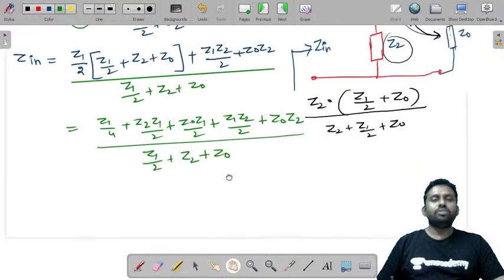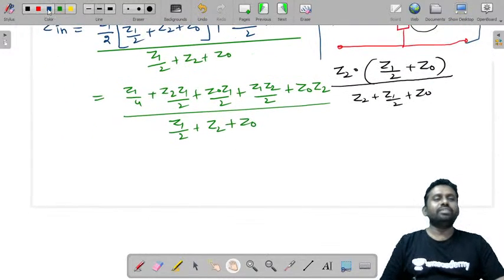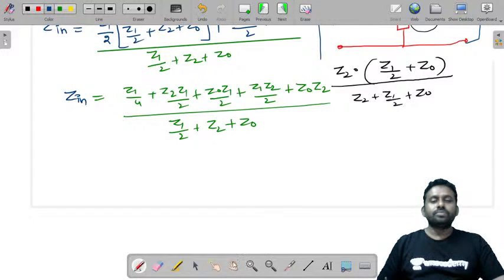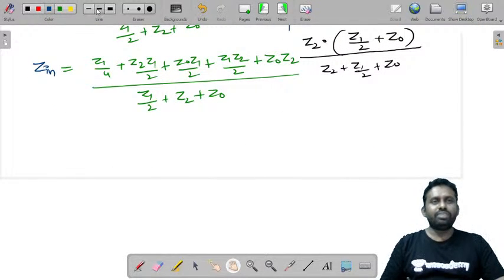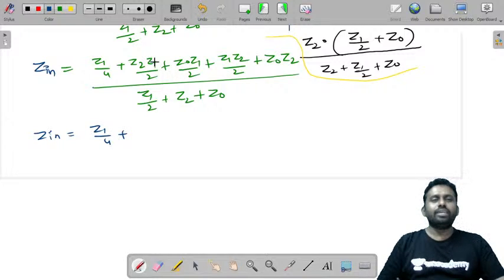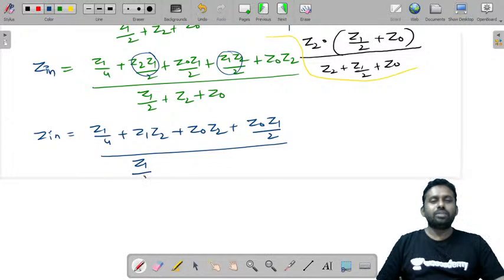Right. So let's try to simplify this again. And what do you have in the left hand side? It is still Zin. And when you simplify this, separate, what do you get? Zin is equal to Z1 by 4, and this is Z1 by 2 plus Z1 Z2 by 2 plus Z1 Z2 by 2. It is Z1 Z2 plus Z0 Z2 plus Z0 Z1 by 2 by Z1 by 2 plus Z2 Z0.